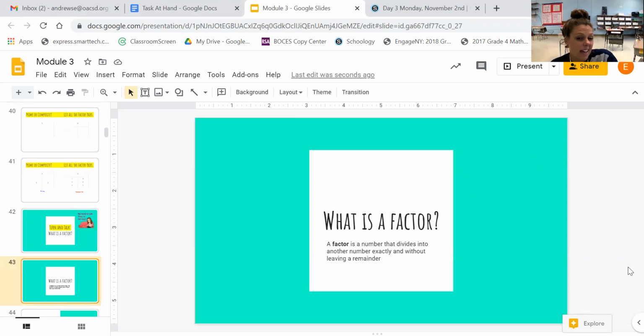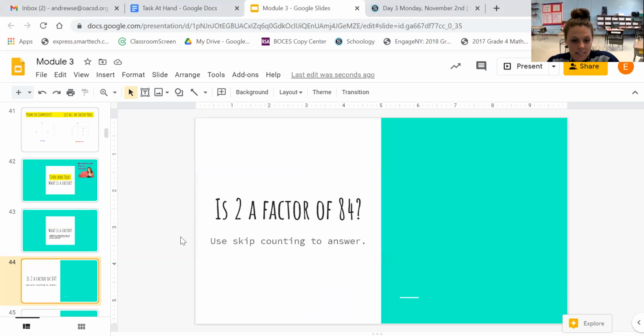Hopefully you said something like a factor is a number that divides into another number exactly with no remainders. So remember when I was counting and I said, oh, too much, that means if I was going to divide it up, it wouldn't be even. There'd be some left over. There would be a remainder. So a factor divides exactly.